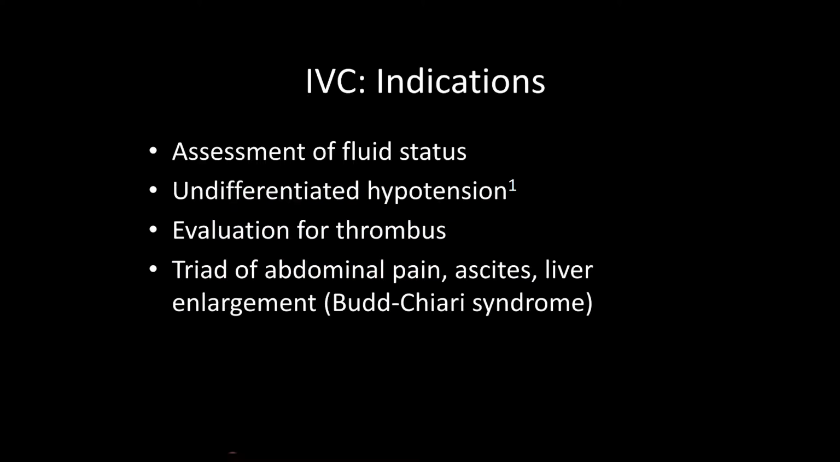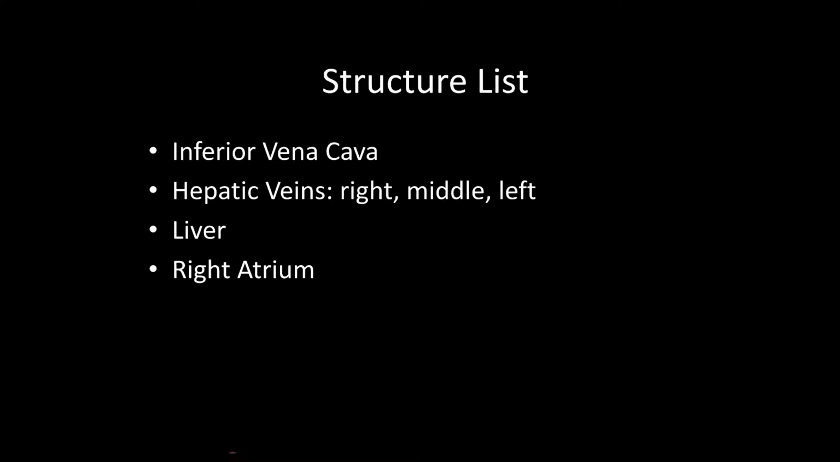Now let's move on to the IVC. Our typical indications for this are undifferentiated hypotension and assessment of volume responsiveness. The structures we will be looking at are the inferior vena cava, the hepatic veins, the liver, the diaphragm, and the right atrium.